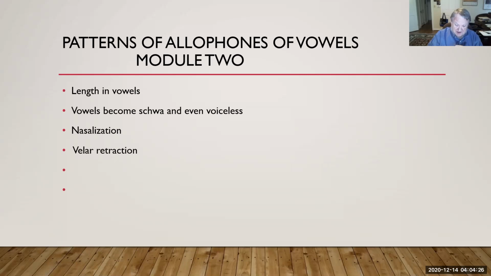And then if this very reduced schwa occurs before or after a voiceless stop, it can even become voiceless and virtually disappear, as in potato. But since the stress is on the second syllable, potato, the schwa, which is technically there, becomes voiceless, and the sound just basically disappears. Again, an allophonic pattern, not crucial, but very typical of English.